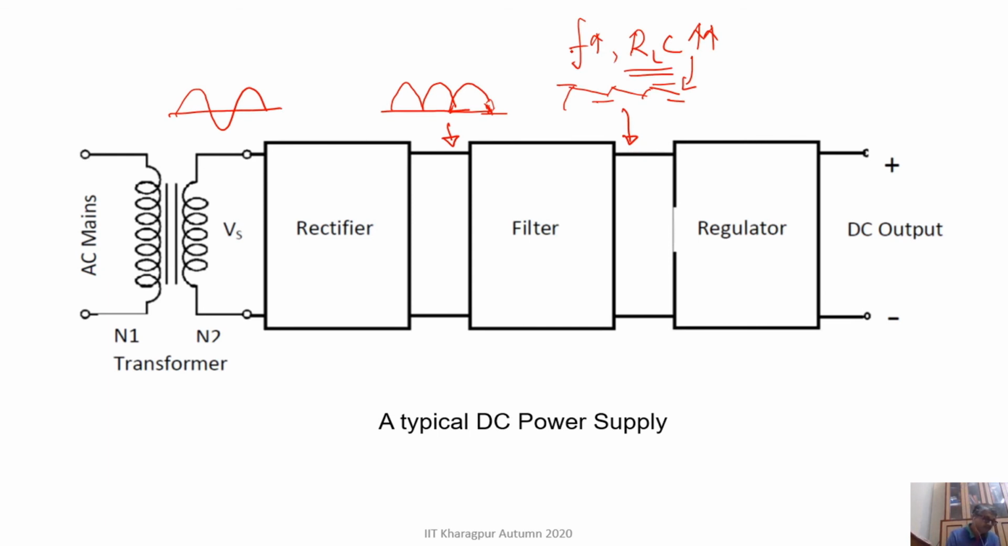In the next class, we will cover the regulator block, so that will basically cover this whole DC power supply, and also we will go through the other 2 diode applications, that is limiter and clamper.